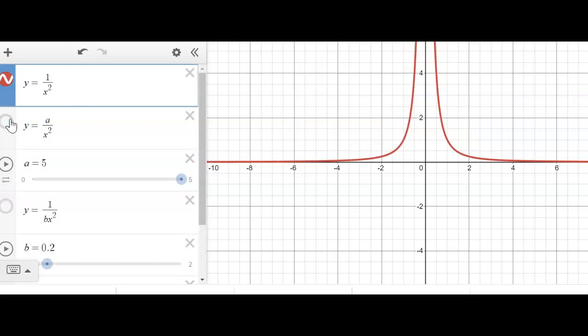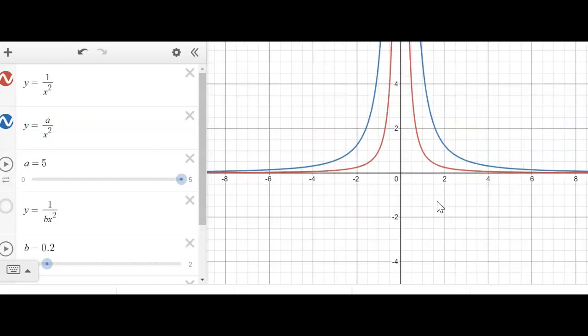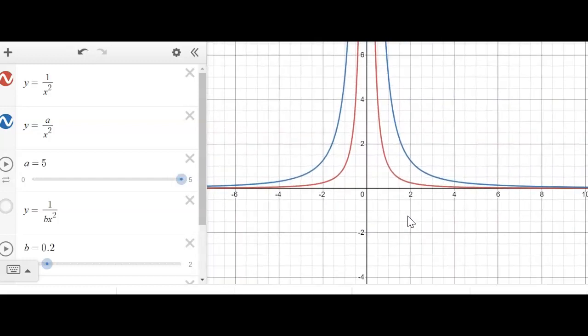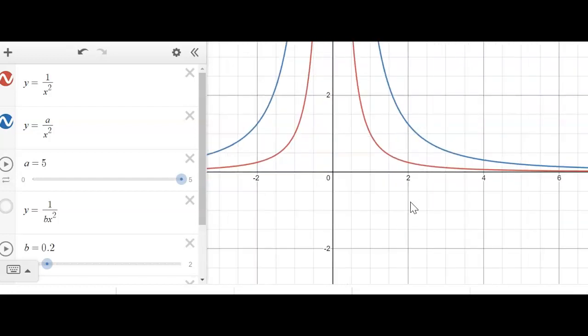This time my red graph is my original truncus, so we can see that there, 1 over x squared. And my blue graph is when I'm changing the value of a. So there it is. If I make it 5, it's dilated by a factor of 5 from the x-axis. So again, what we can do is choose a point on our graph. We're going to be going up by a factor of 5.